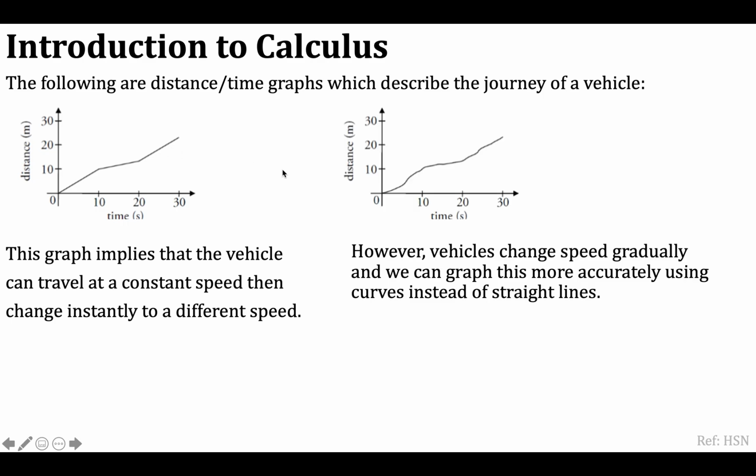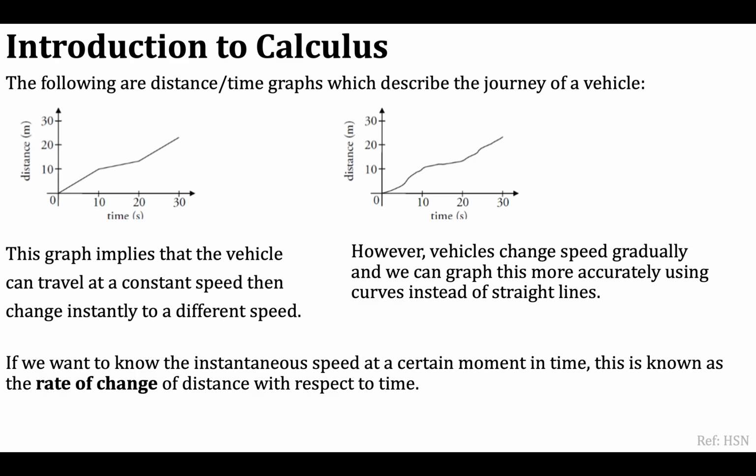So maybe a more accurate graph would be something like this. Now you can see that there aren't straight lines now. So we can actually graph it more accurately using curves instead of straight lines. Now, if we want to know the speed at a certain moment in time, so the instantaneous speed, using this graph, that's quite easy. We can find the gradient of a point here, and that's easy enough because they're straight lines. But actually, if we try to find the gradient of a curve, we don't quite know how to do that yet.